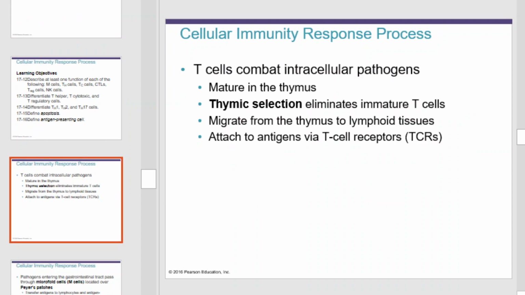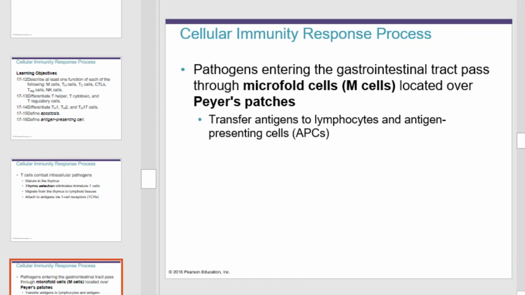Cellular immunity response process. In cellular immunity, cells, rather than chemicals, protect us. T cells combat intracellular pathogens. These T cells mature in the thymus. Thymic selection eliminates immature T cells, and those mature T cells will then migrate from the thymus to lymphoid tissues, attached to antigens via T cell receptors or TCRs.